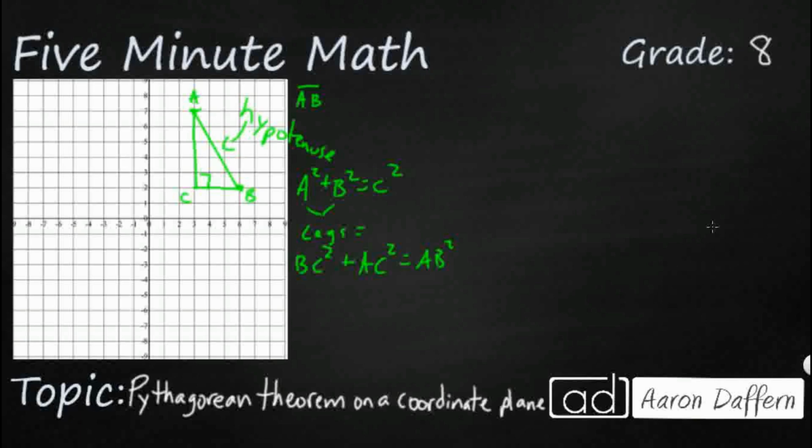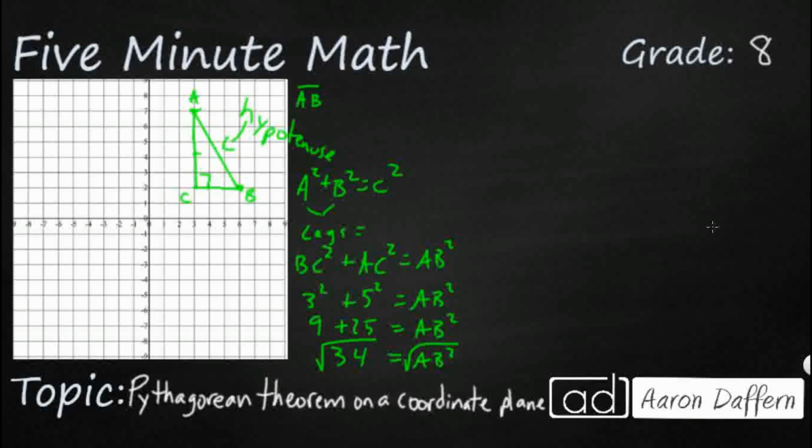So BC has a length of 3, so 3 squared. AC, let's see, it's got 1, 2, 3, 4, 5, so 5 squared, that's going to be 25, equals my AB squared. So that's going to be 9 plus 25 equals AB squared. So that's going to be 34 equals AB squared. And so in order to figure that out, the last step is we've got to take the square root of both. That's going to give me just AB.